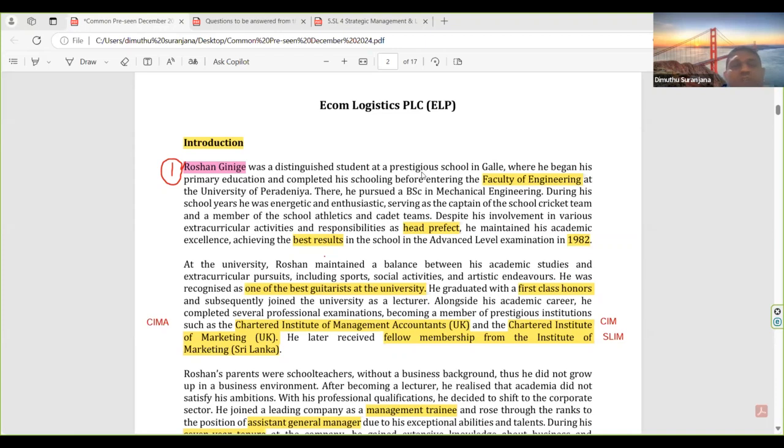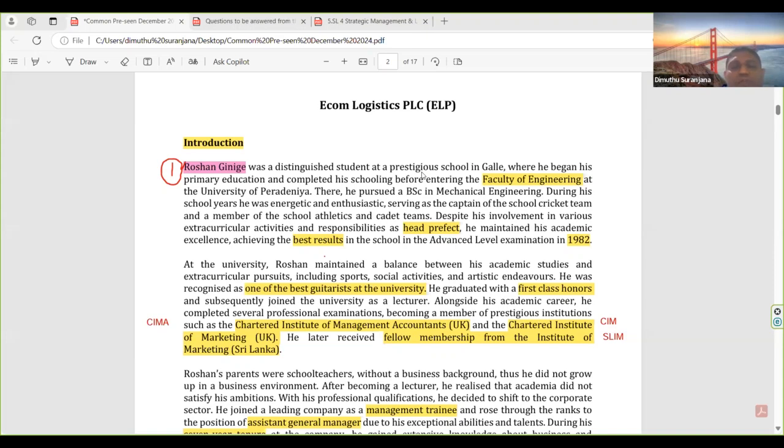Roshan Ginige was a distinguished student at a prestigious school in Galle, where he began his primary education and completed his schooling before entering the Faculty of Engineering at the University of Peradeniya. So his background is given. He has an engineering degree from Pera. There he pursued a BSc in mechanical engineering.